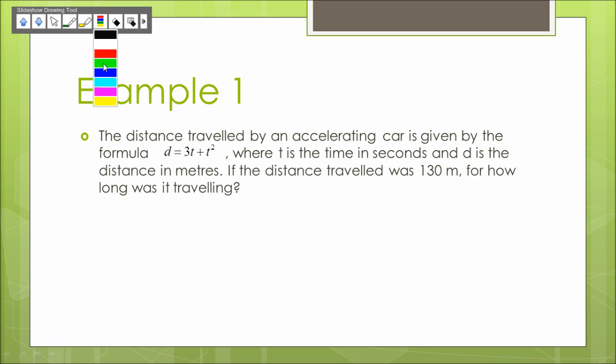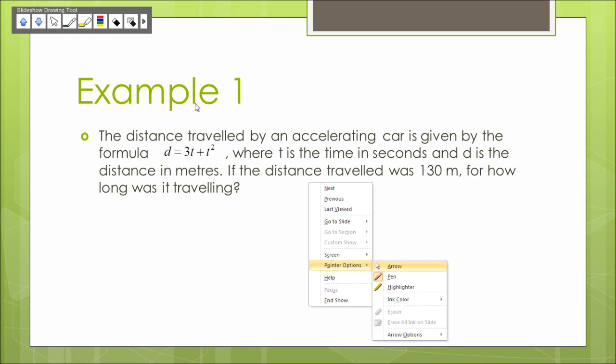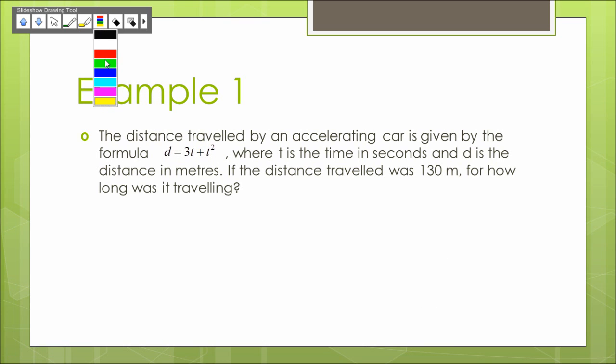Now I find it interesting and appropriate at this point in time to start highlighting the important parts of this particular question. So first of all, the most important part of this question is the equation. The second most important thing is the fact that it tells us in the very last sentence that the distance travelled was 130 meters. Now that's relevant because we were told that distance is represented by the letter d. So I can substitute this number into our equation.